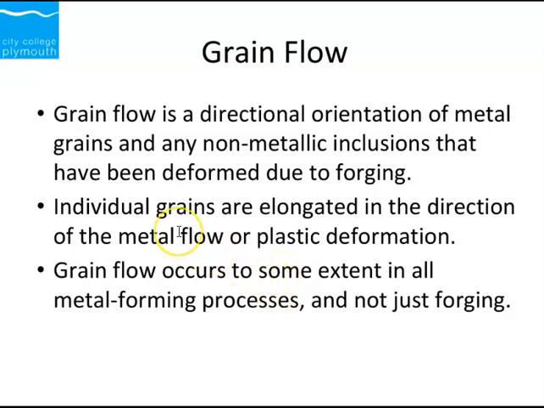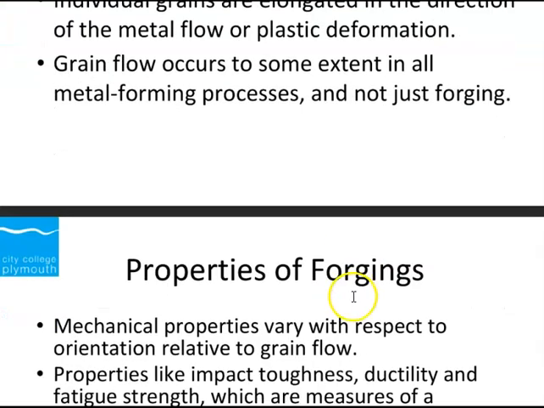Individual grains are elongated in the direction of the applied force, because you're applying a compression force and molding the grains in the direction of the metal flow, and that gives higher strength. Grain flow occurs to some extent in all metal forming processes, not just forging, but in forging it is a lot clearer and smoother because the metal is still at high temperature and you can work and adjust the grain boundaries and the grains.